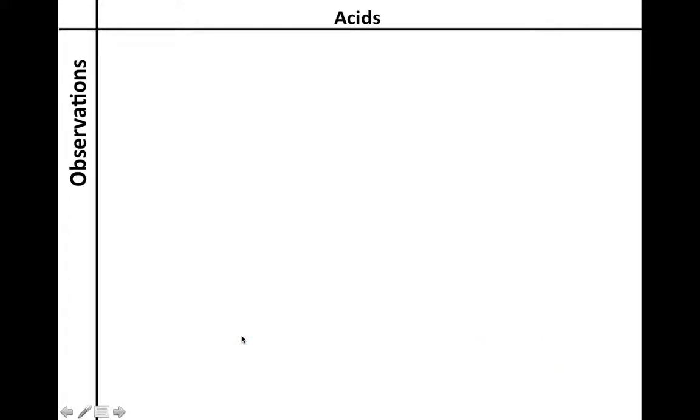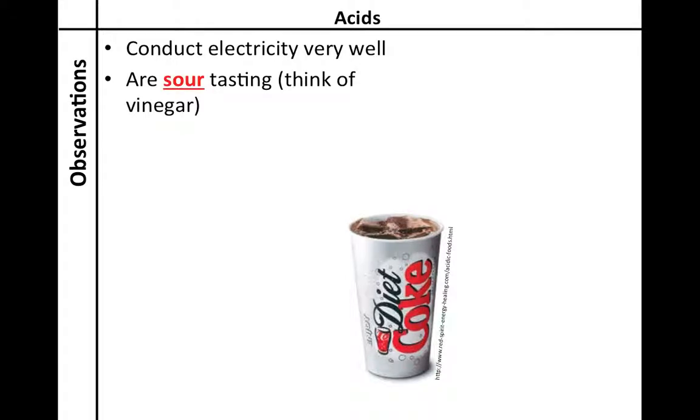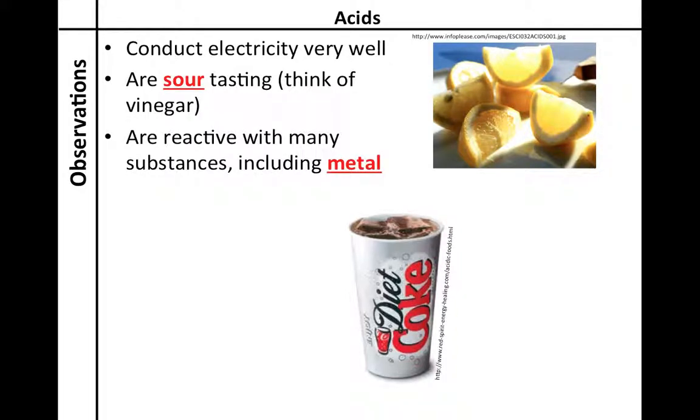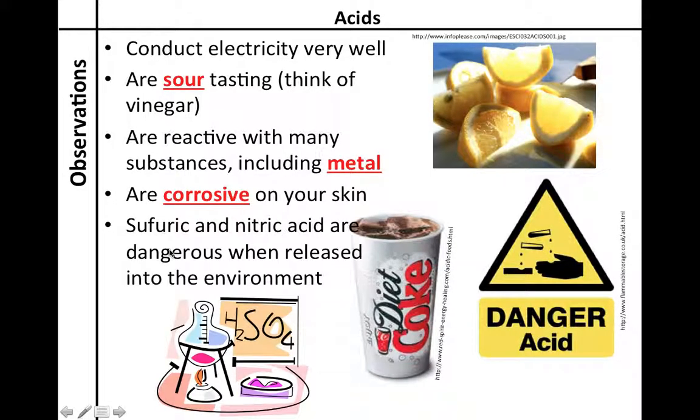So let's take a look at some overall observations of acids. They conduct electricity very well. They are sour tasting, if you think about vinegar or lemon juice. They're very reactive, especially with metals. They're corrosive and can burn your skin, so be careful. Acids can be dangerous. Sulfuric acid and nitric acid are especially dangerous when they are released into the environment.